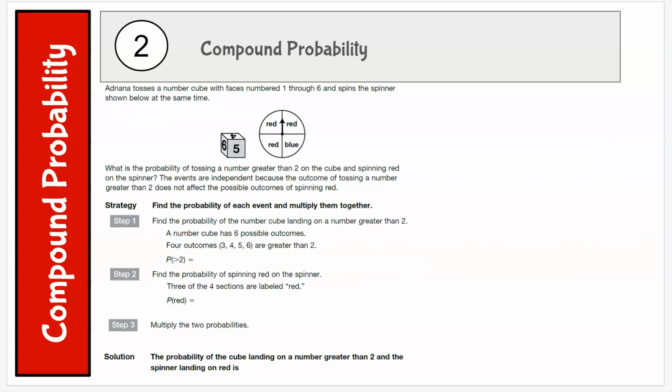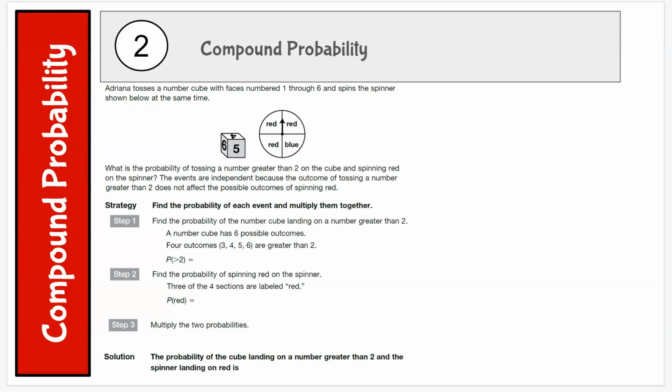So let's look at an example of that. Adriana is tossing a number cube with faces numbered 1 through 6 and spinning the spinner shown below. What is the probability of tossing a number greater than 2 on the cube and spinning red on the spinner? So these events are independent because the outcome of the cube will not affect what happens on the spinner. They're completely separate from each other. So let's find the independent probability of each, and then we'll multiply those 2 probabilities together.